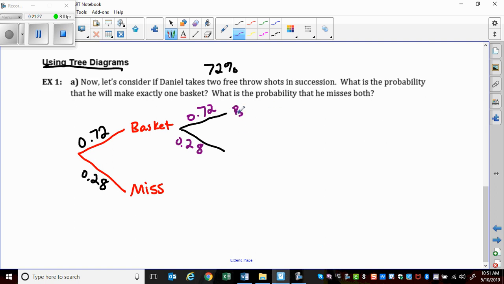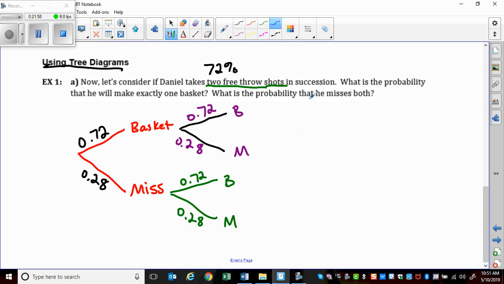And this is making a basket or missing. And also, if he misses the second time, he can make a basket. He still has a 0.72 chance, or he will miss it, 0.28 chance. Now it says, if he takes 2 free throw shots, what's the probability that he makes exactly one basket, and then that he misses both?